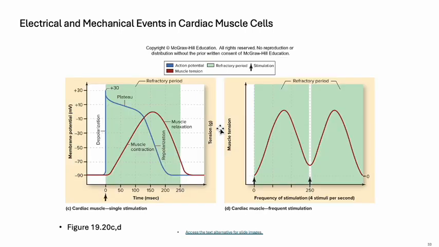All right. So we're going to stop here, and we'll pick up in our next part, and we're going to look a little bit at our EKG.